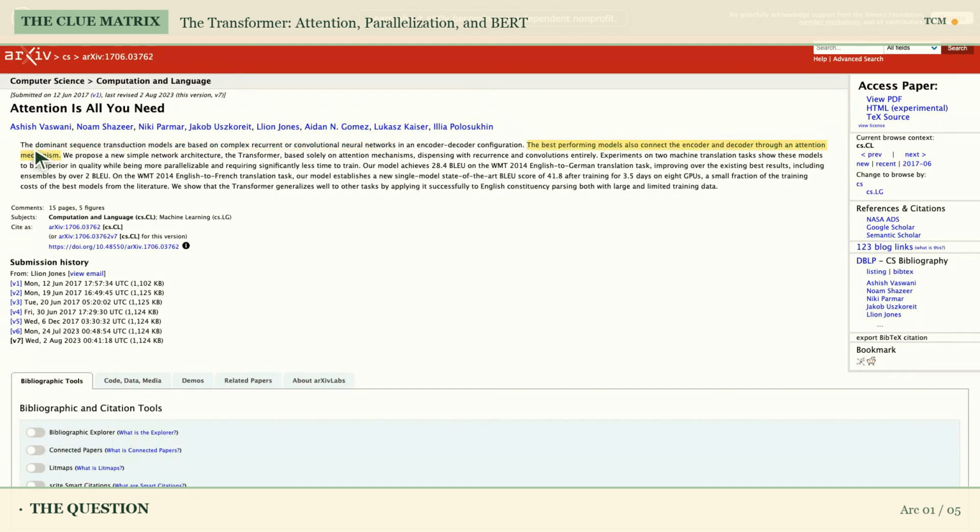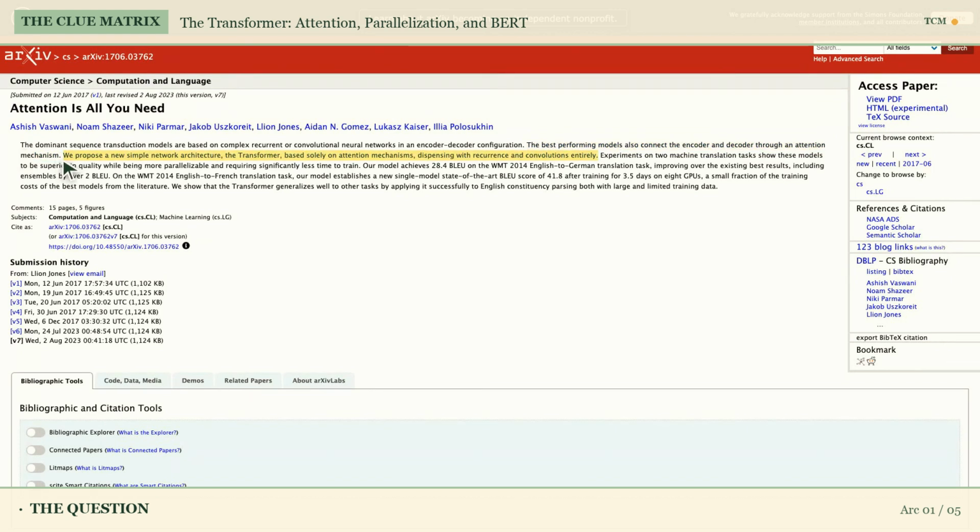Exactly. Even these earlier models recognized the power of context, and often the best performing models also connect the encoder and decoder through an attention mechanism. So attention existed, but it was an add-on, not the main event. That's the key insight of this paper.